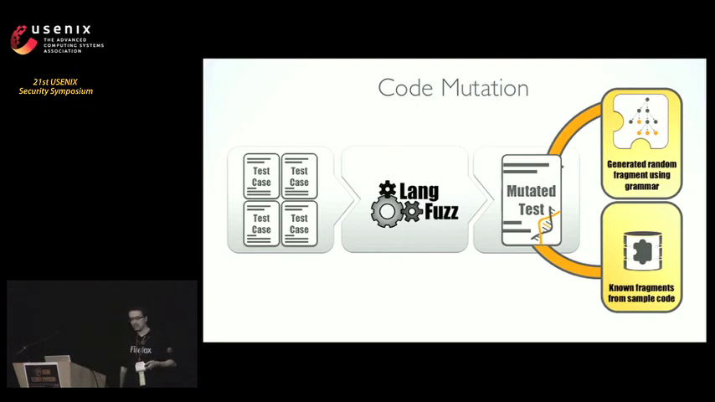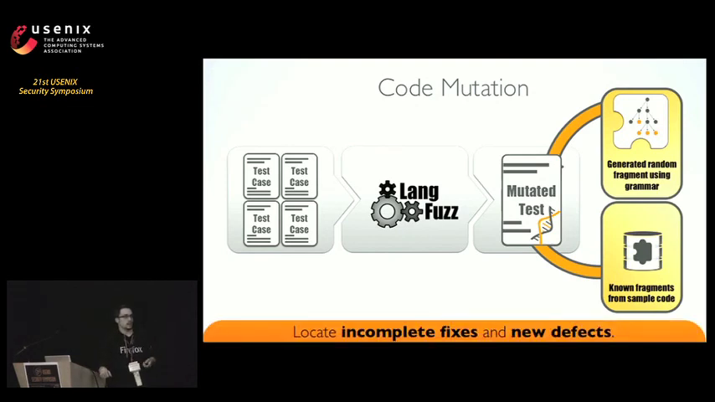Now, the good thing about this is that we can locate incomplete fixes and new defects. Incomplete fixes is probably more straightforward. If the test case is a regression test for a certain bug that you think is fixed now, and you make a slight modification, it might be that you hit the same bug again because the fix was incomplete. And we've seen that happen a few times in practice. The second thing is that we believe that regression tests contain certain code fragments that are likely to trigger abnormal behavior in general in the engine. So that is why we think that taking test cases, especially regression tests, as a starting point for mutation is a good idea.